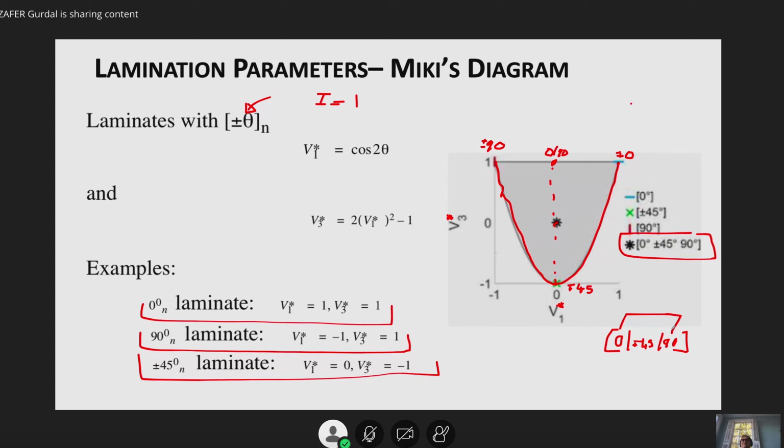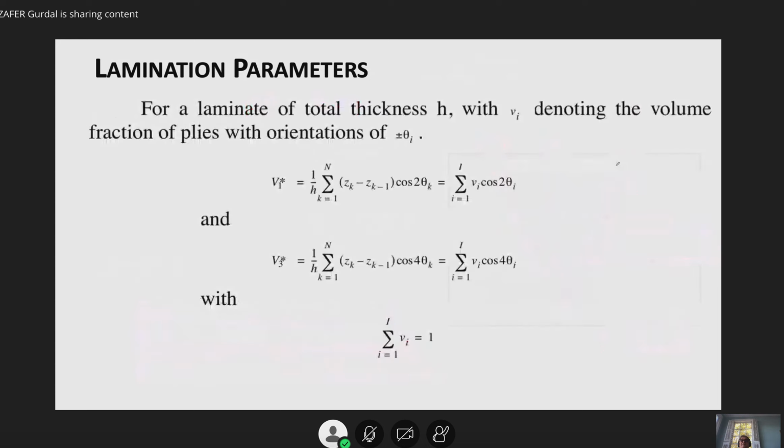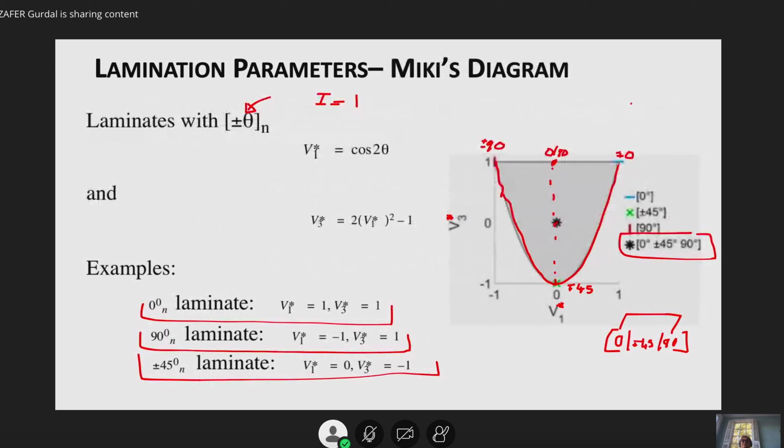Can you tell me other quasi-isotropic laminates? Remember the 0 plus minus 60? Where do you think that is? Okay, where do you think 0 plus minus 60 is?